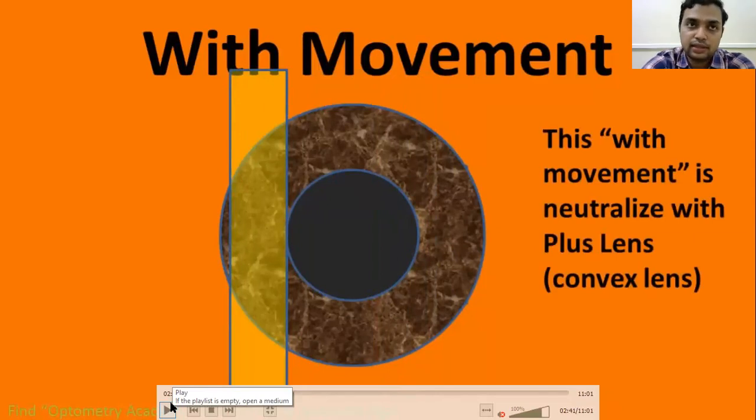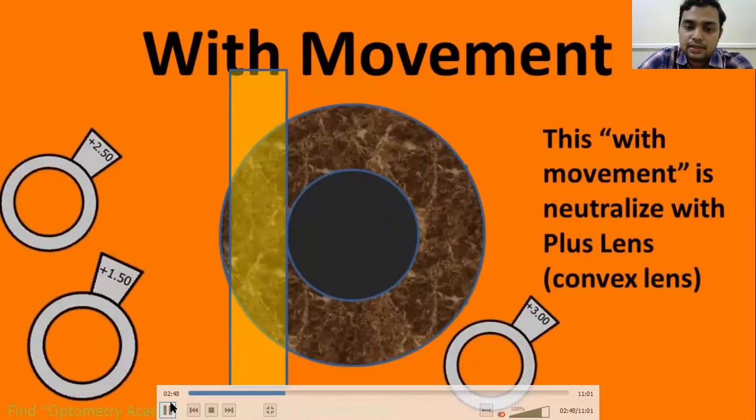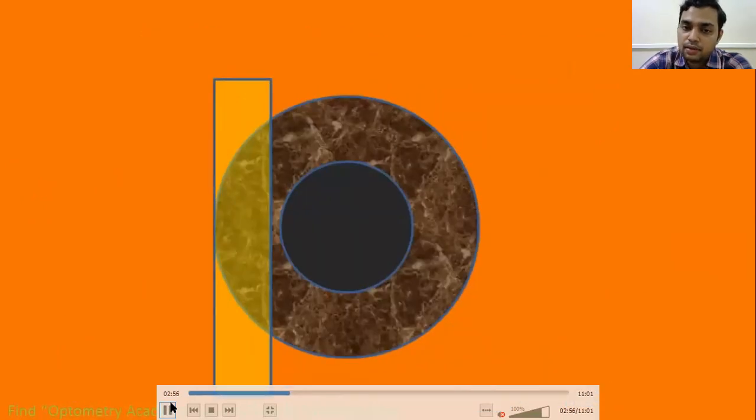So as it is hypermetropia, we use convex lenses. So we use convex lens in order to neutralize the reflex. So we put plus lenses, convex lenses. So by putting plus lenses into the trial frame, we neutralize the red reflex.